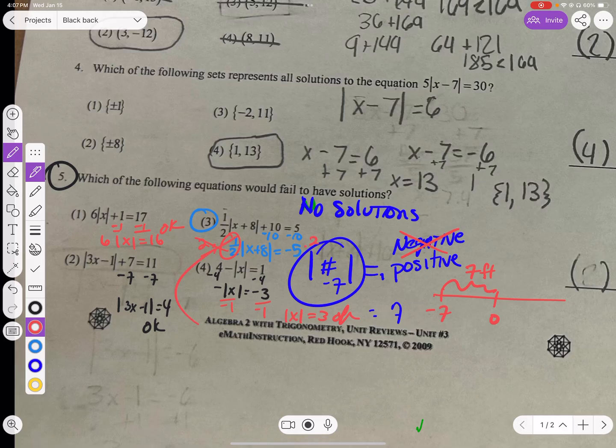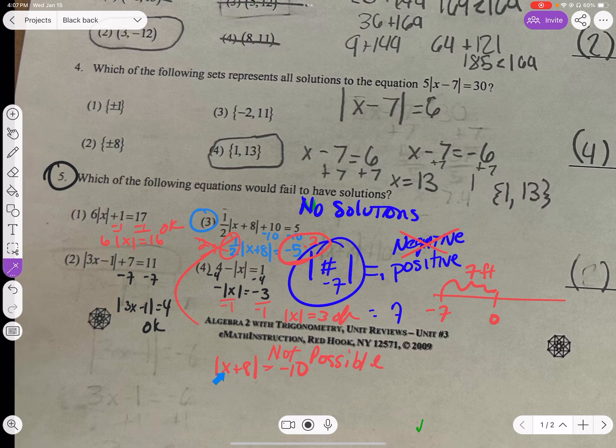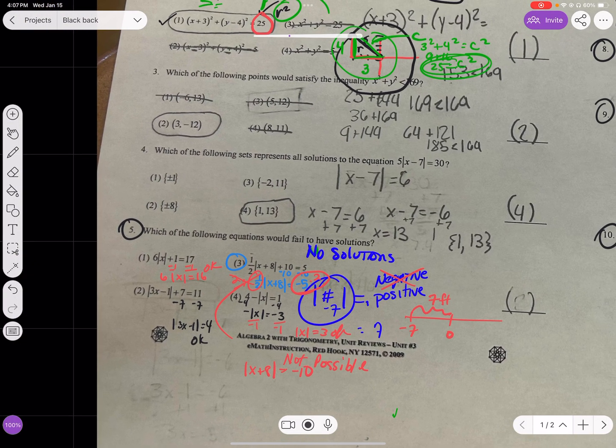And so when I get done here, I have this absolute value x plus 8 equals -5 times 2, which is -10. And that is not possible. Can't happen, no matter what that x is. I could make that x really, really, really big and negative, but it would still always come out to some positive number. And so it's never going to equal that. So your answer here is that number 3. Okay, absolute values can never equal negative.